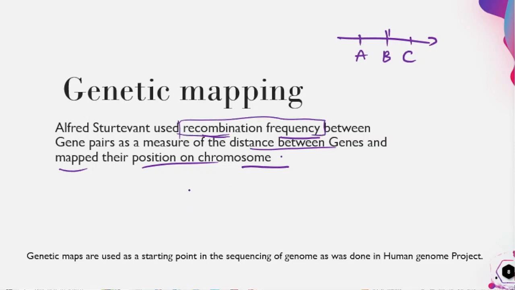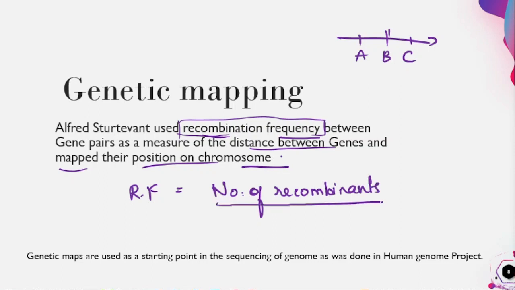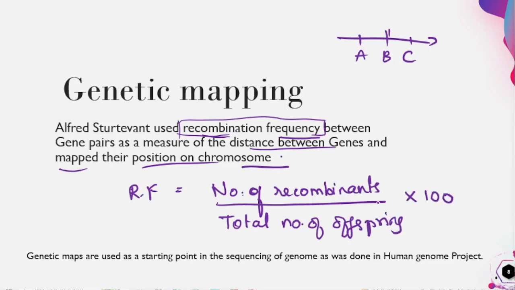How to find this recombinant frequency? Recombinant frequency is equal to the number of recombinants divided by the total number of offspring, into 100. So this is your formula for recombination frequency. Clear? Genetic maps are used as a starting point in sequencing the genome. It was done in the Human Genome Project. This is really important to remember.